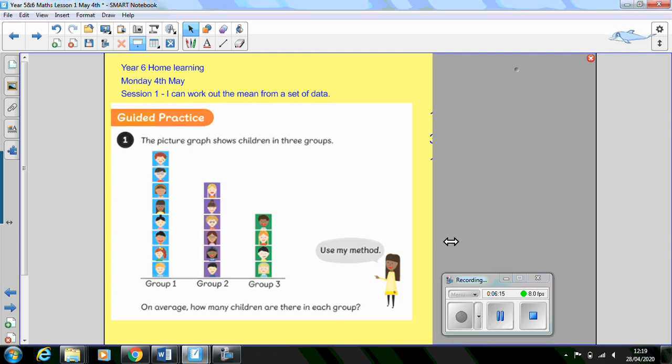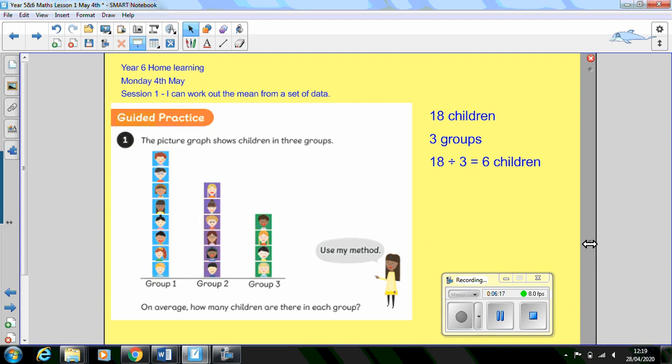So the total number of children altogether is 18. There are 3 groups, 1, 2 and 3. We divide the 18 children by the number of groups there are, and that equals 6 children. So the average is 6 children per group. We can also say that the mean is 6 children.